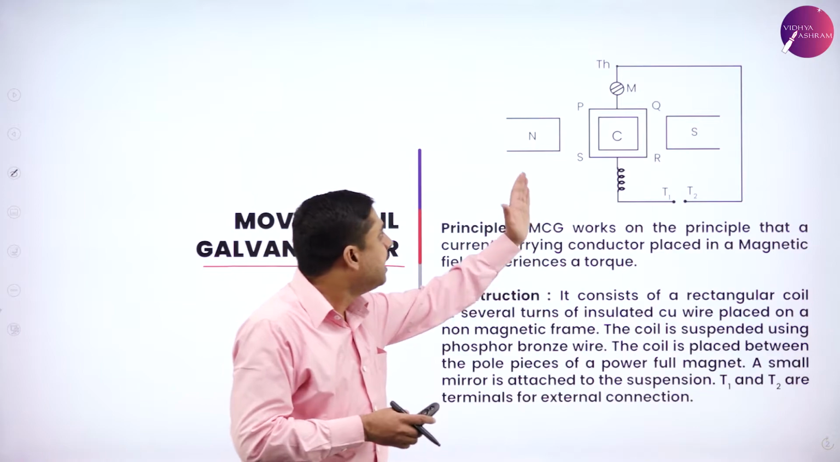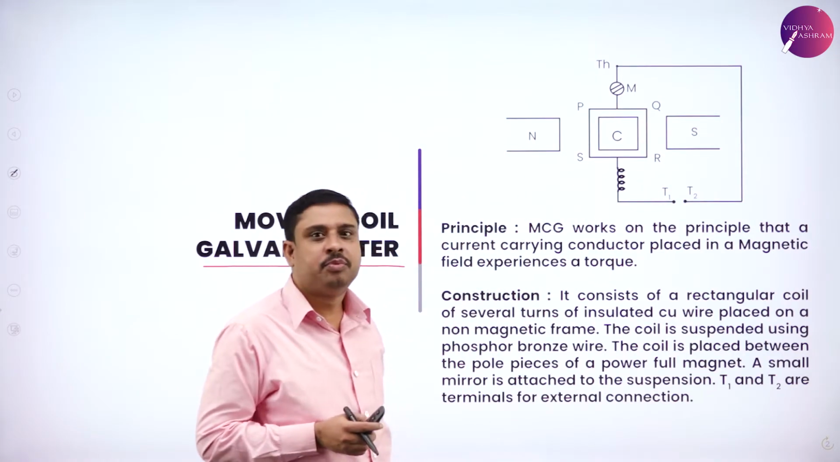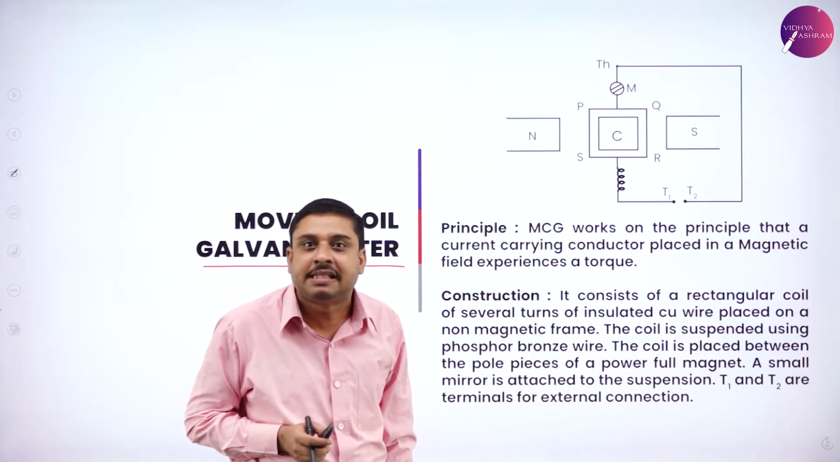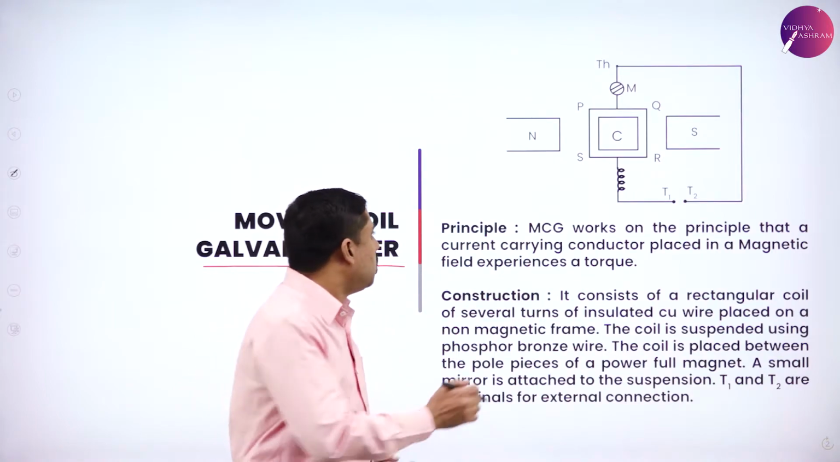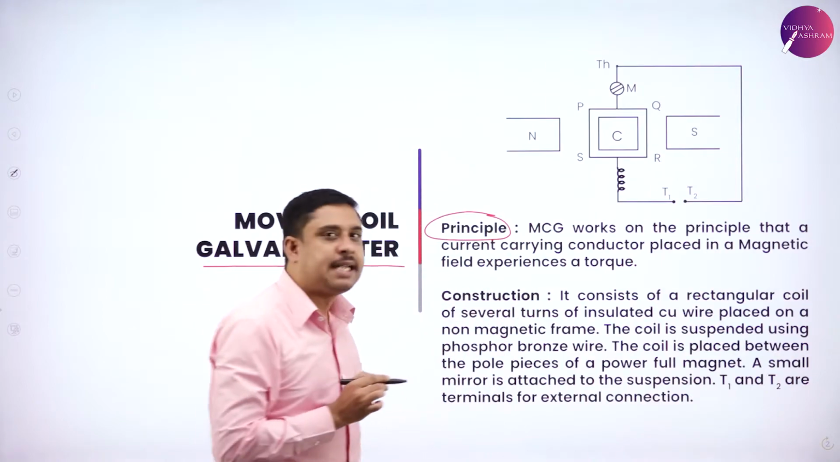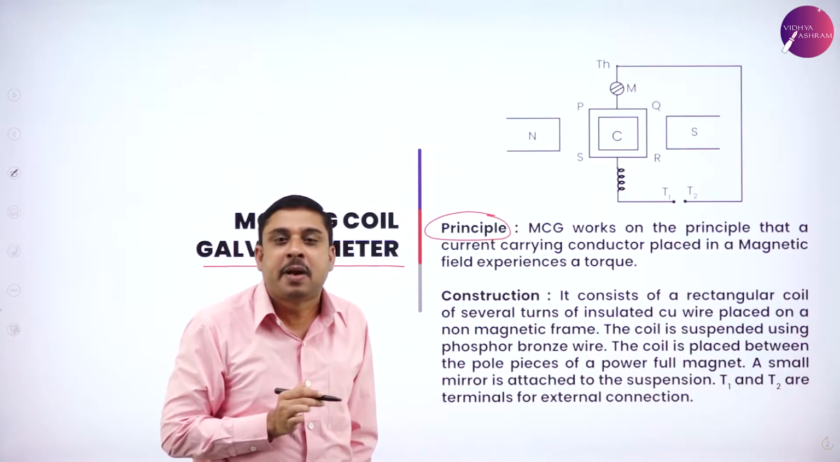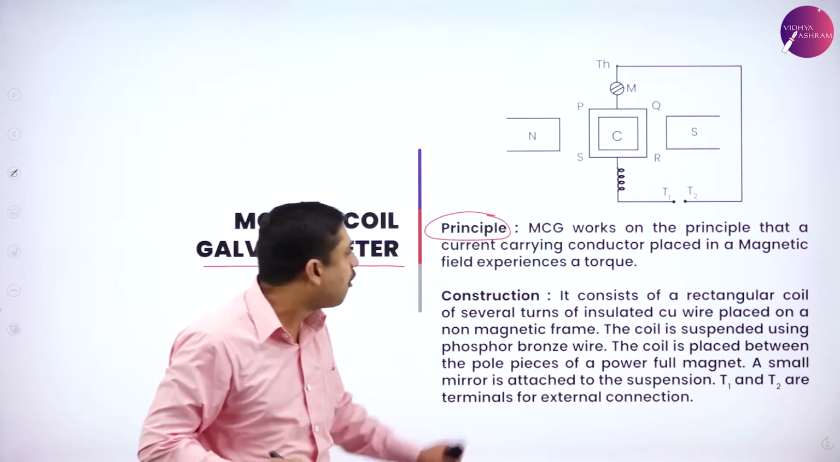Now, this is the diagram which represents a moving coil galvanometer. To begin with, let us understand the principle of working of the MCG.